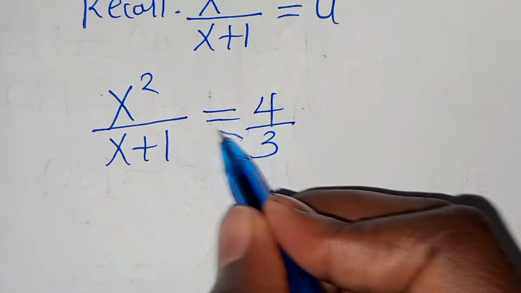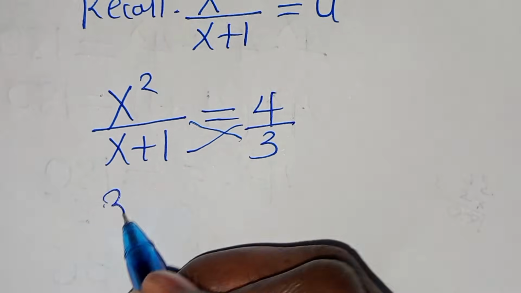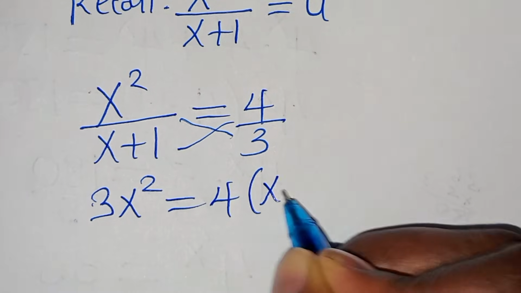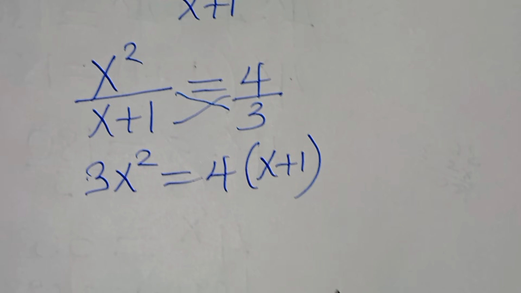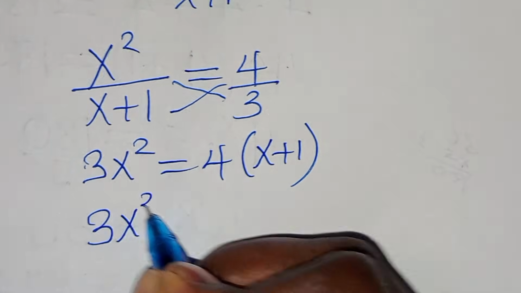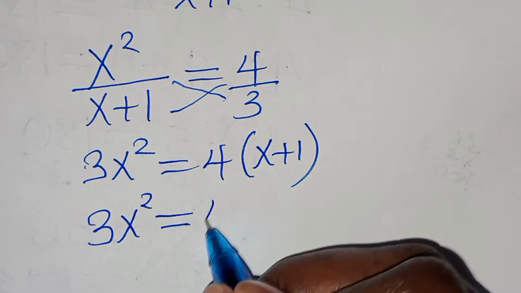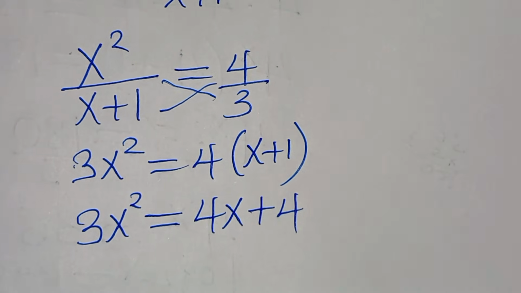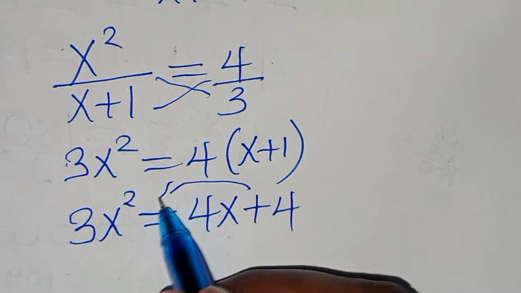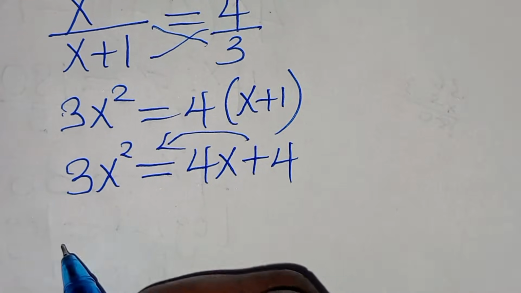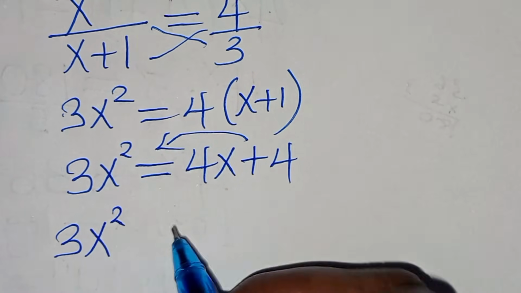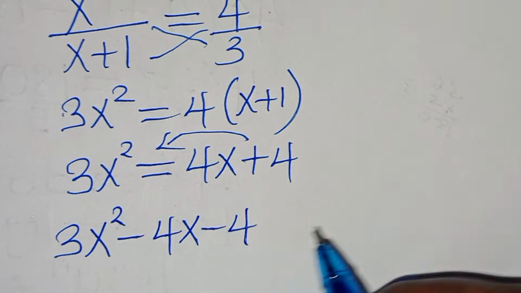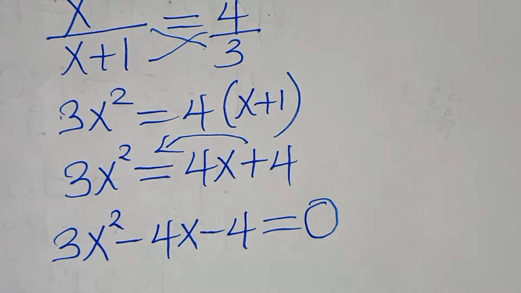So let's cross multiply here, so that we have 3x squared. This is equal to 4 multiplied by x plus 1. So this is 3x squared. This is equal to 4 times x. This is 4x. 4 times 1. This is 4. Let's take 4x plus 4 to the left hand side, so that now we have 3x squared minus 4x, then minus 4. This is equal to 0.